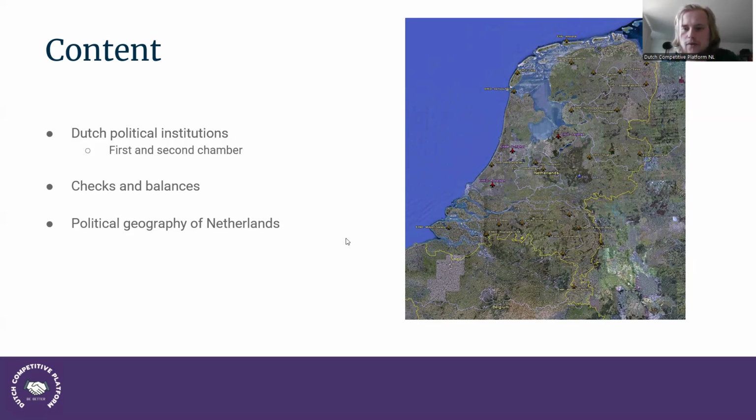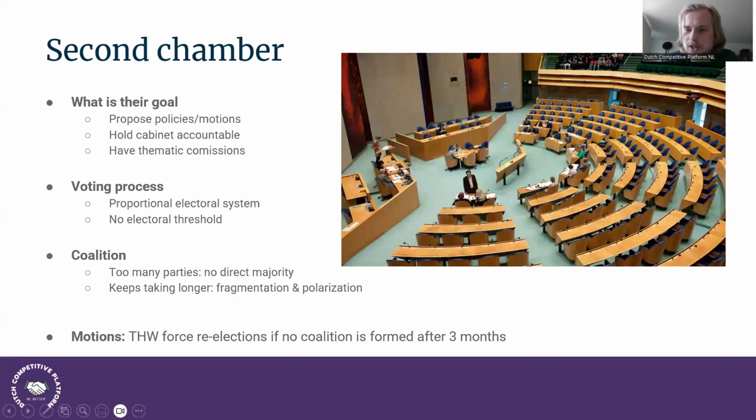So let's start immediately with the first point I'm going to discuss, which is maybe ironically the second chamber. This is actually the body that proposes policies and motions, which is why I'm going to discuss this first. So the goal is very simple. You have a coalition or a government, which is going to propose motions or policies. That happens here. And also, you have here the opposition parties, whose role is to hold the cabinet accountable.